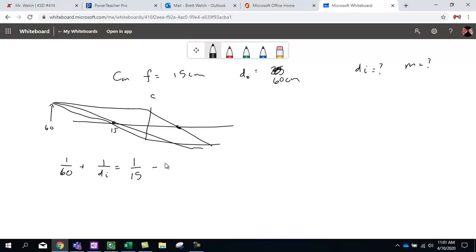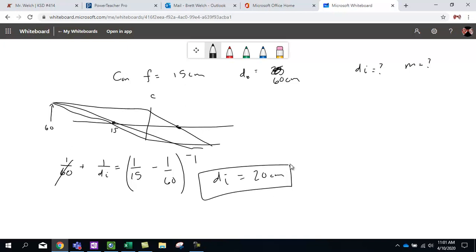So this would be minusing 1 over 60. That would get rid of the 1 over 60. And then this whole thing gets raised to the negative 1. That's how we flip these. You could do the old Welch rule, 1 divided by your answer, but just raising it to the negative 1 works really well. So 1 over 15 minus 1 over 60, and we raise that to the negative 1, we end up with 20. So DI would be a positive 20 centimeters.